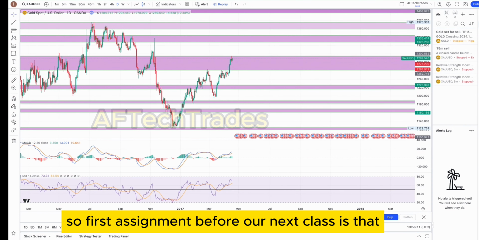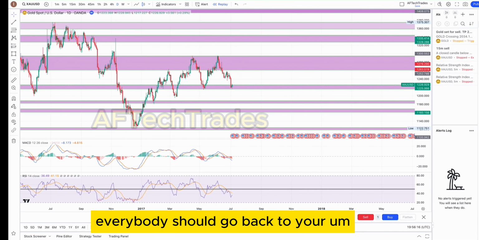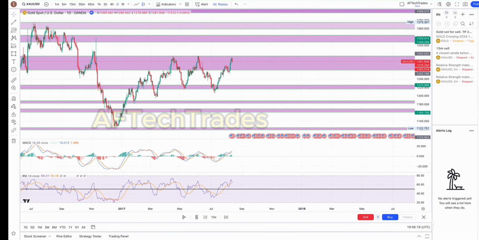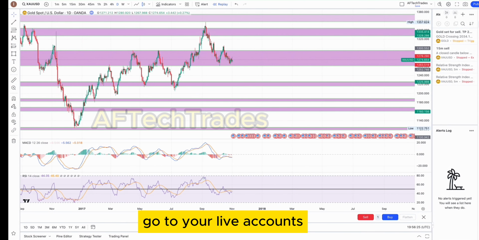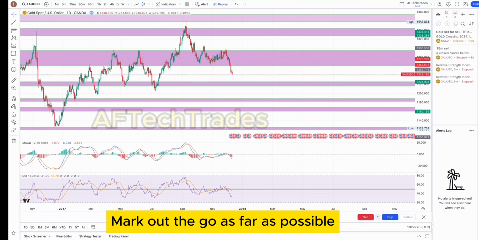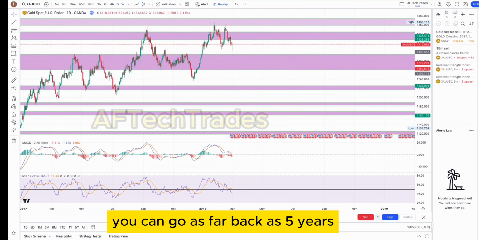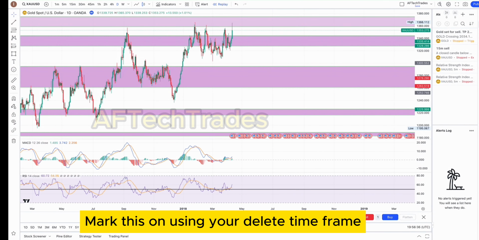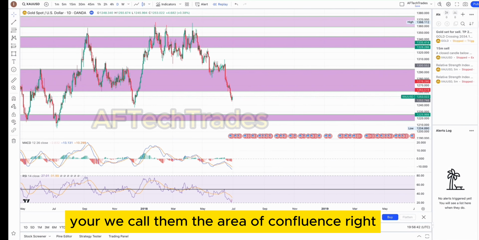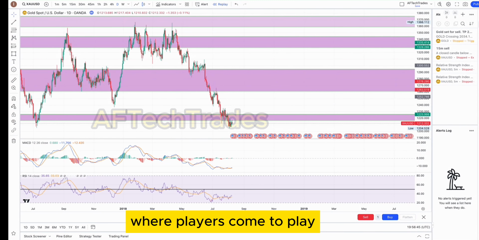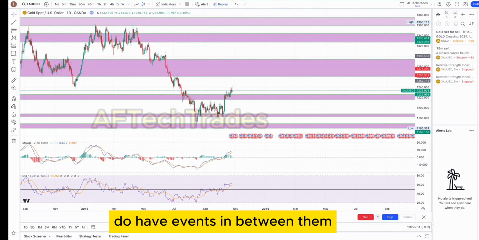So the first assignment before our next class is that everybody should go back to your demo accounts and mark out these zones. Not only your demo account; for those of you already trading live, go to your live accounts and mark out as far back as possible. You can go as far back as 5 years. Mark this using your daily time frame. Mark out your key zones. We call them the area of confluence, right? Where players come to play, where the traders usually come to have events between them.